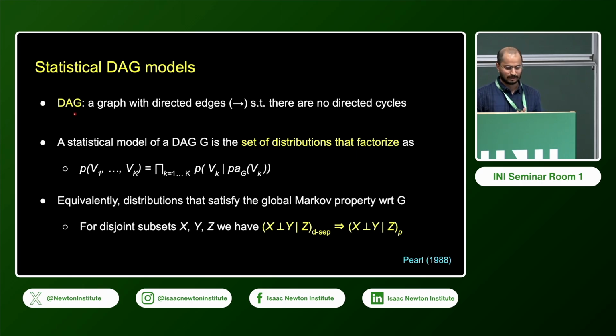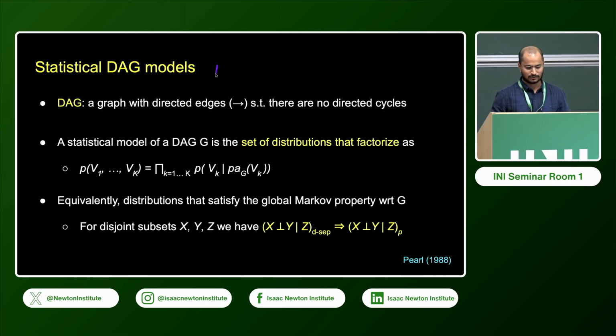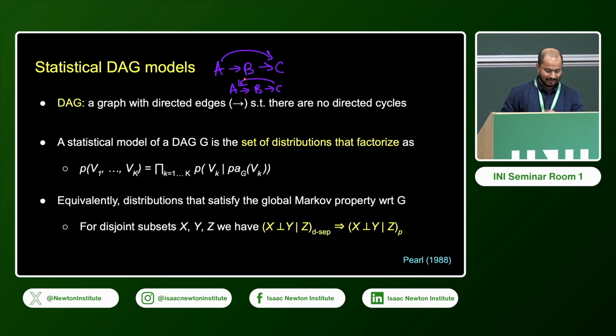So what's a DAG? A DAG is just a graph with directed edges such that there are no directed cycles. So, for example, this is a DAG. However, this is, running out of space here. This has never happened before. Okay, but this is not a DAG.